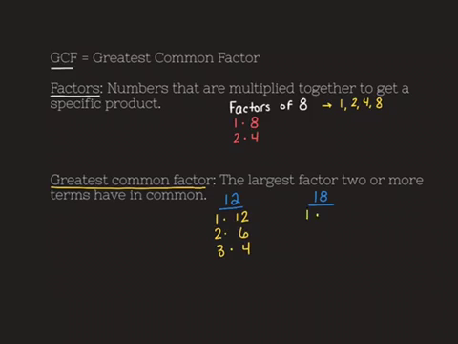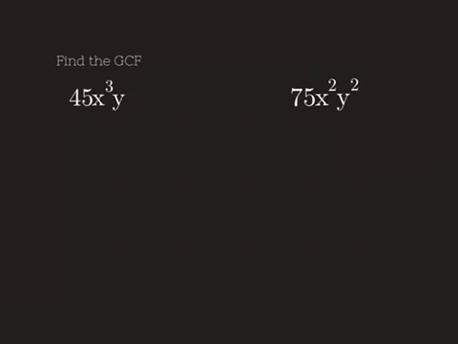So 1 times 18, 2 times 9, 3 times 6. There's nothing times 4. There's nothing times 5. And then we're back to 6, which is again already up there. So if we look, we can see that the largest factor they both have in common is 6. So we're going to use that idea to find the GCF of 45x to the third and y.